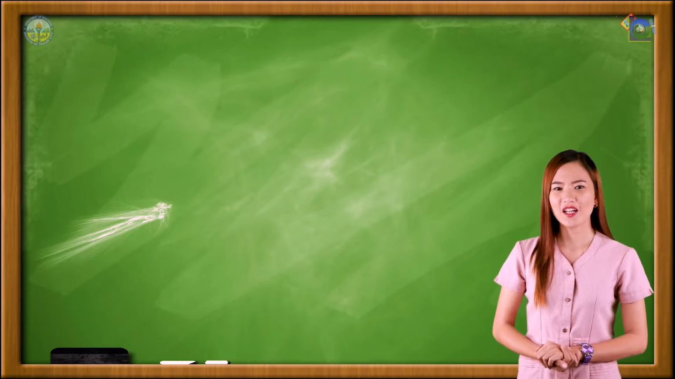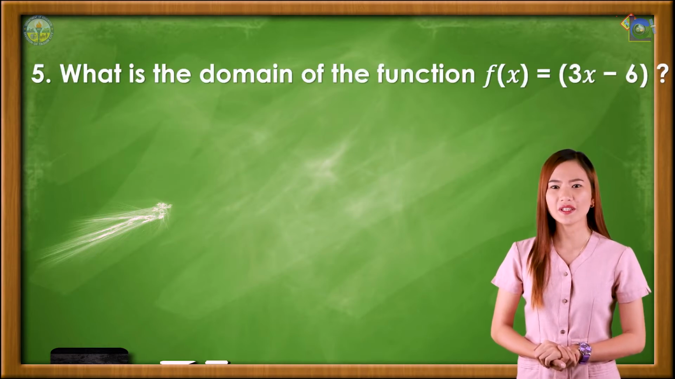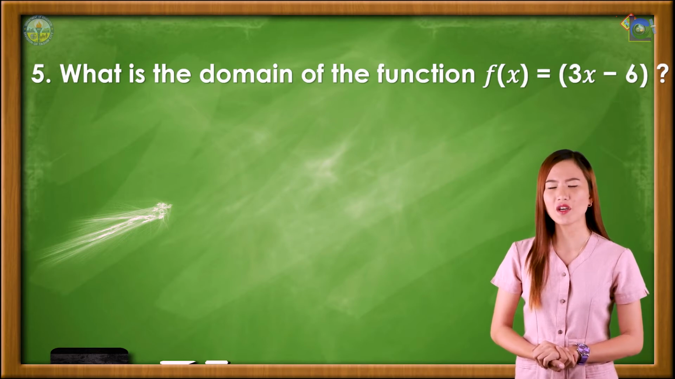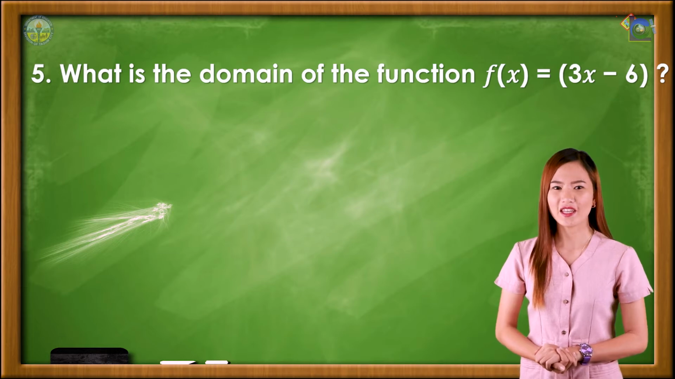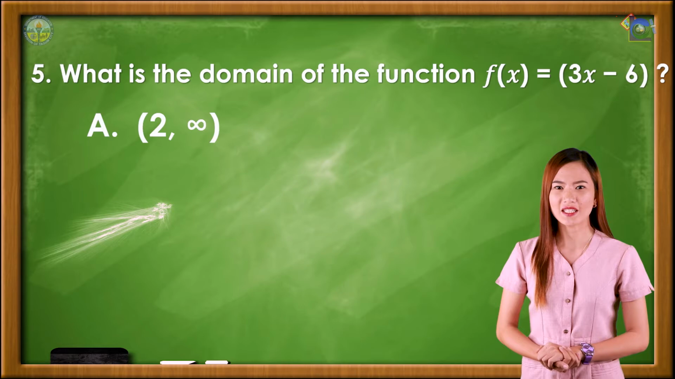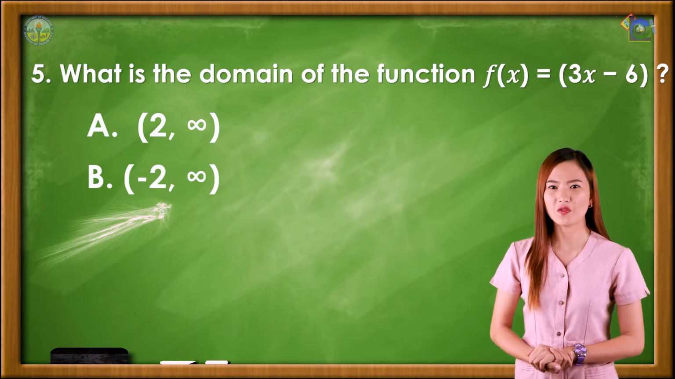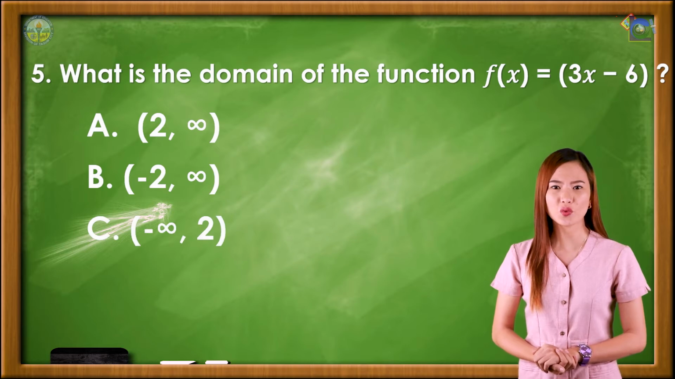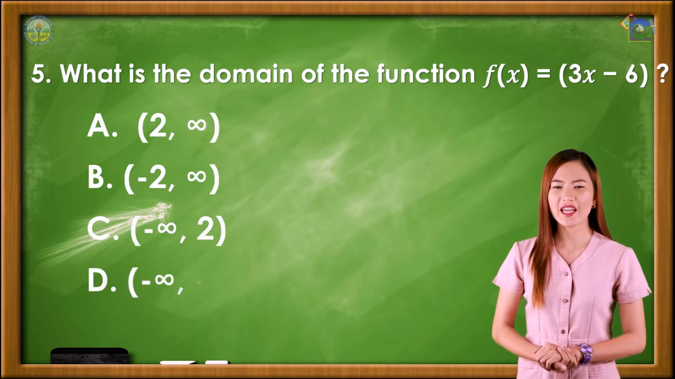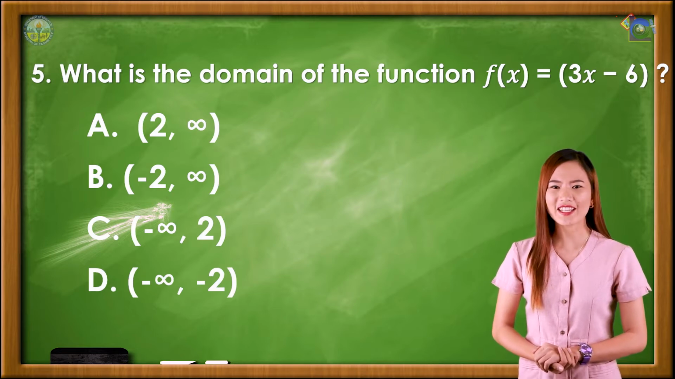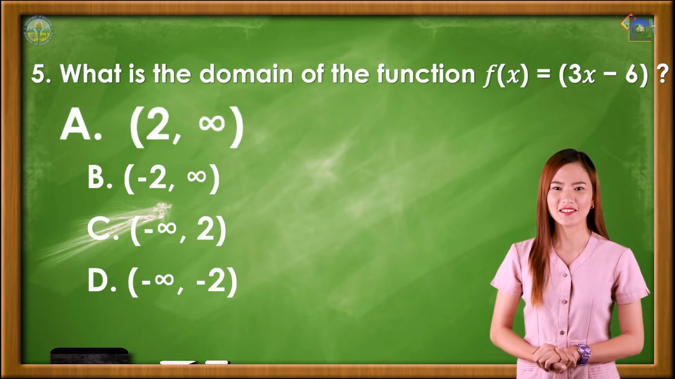Number 5. What is the domain of the function f of x equals the quantity of 3x minus 6? A. 2 to positive infinity. B. Negative 2 to positive infinity. C. Negative infinity to 2. D. Negative infinity to negative 2. The correct answer is letter A.